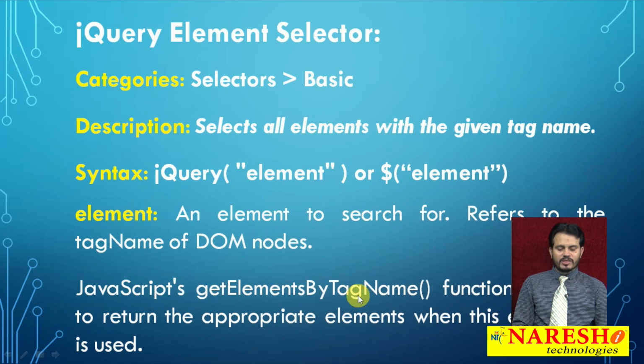JavaScript's getElementsByTagName function. Whenever we work with this element selector by using this syntax, jQuery of element or $ of element, internally it uses a JavaScript function. The name is getElementsByTagName. So JavaScript's getElementsByTagName function is called to return the appropriate elements when this expression is used.